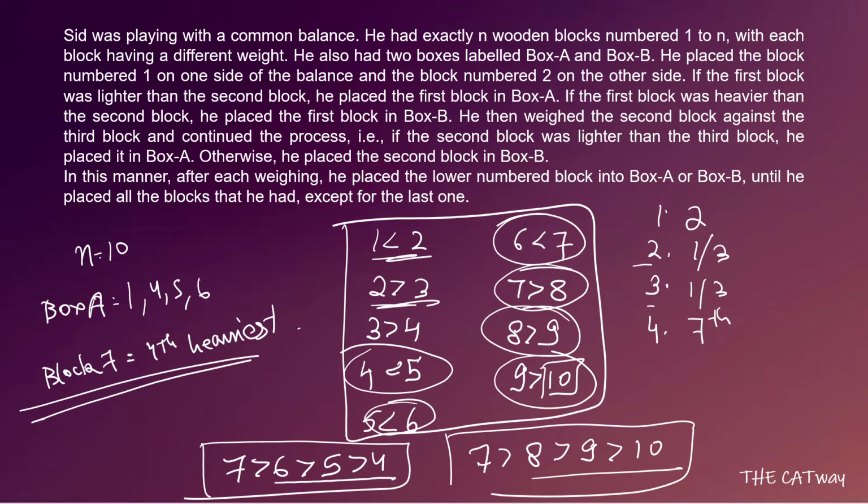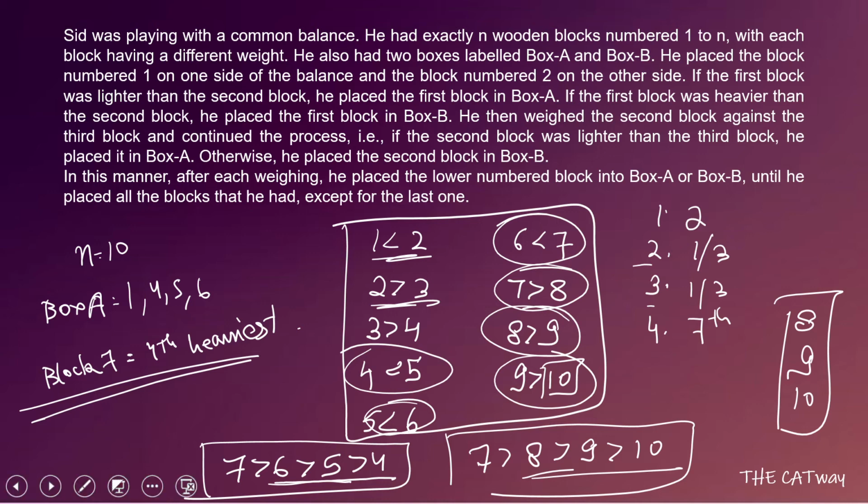After 7 there will be 8, 9, 10 who will occupy one position, in that order. 8 will be heavier than 9, 9 will be heavier than 10, and there will be 6, 5, 4 where 6 will be heavier than 5, 5 will be heavier than 4. We do not know the exact position of any one of them.